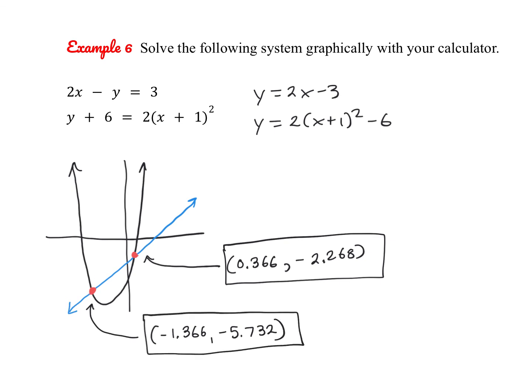So you can see that graphing, if we had to do this by hand, would definitely not be able to give us exact answers. We would really just be able to look at our graph and kind of guess. But if you're using your graphing calculator, you get a much better estimate. So please make sure you know how to use that intersect functionality on your graphing calculator before the test.